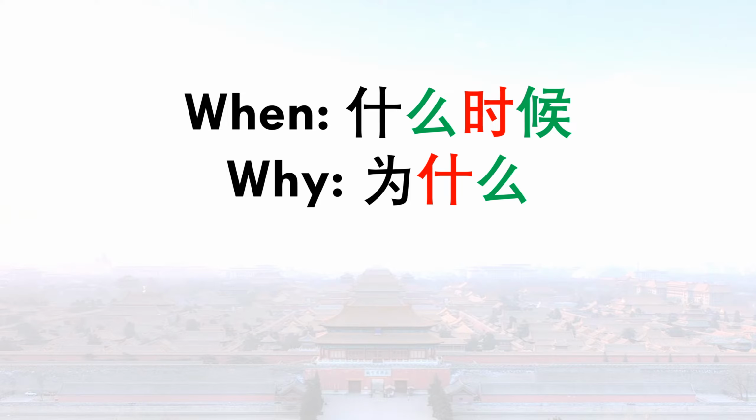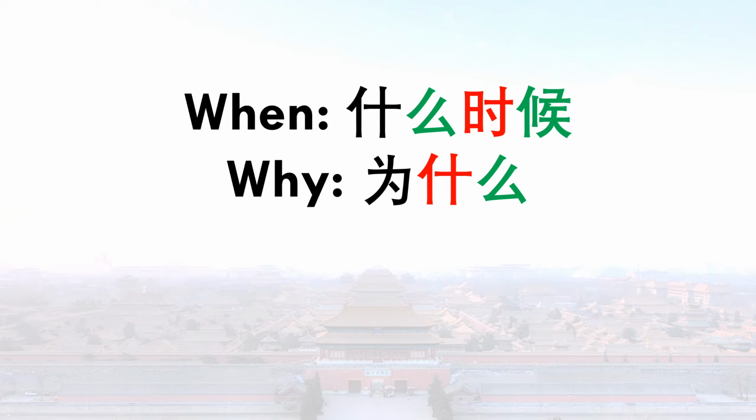The 时 in when is a rising tone, but it only rises a little bit. We don't say it with a full rise, but with a small one. And then the green syllables, those are the 5th tones. So 什么时候. And for why, 为什么, not stressed on every syllable, but 为什么.